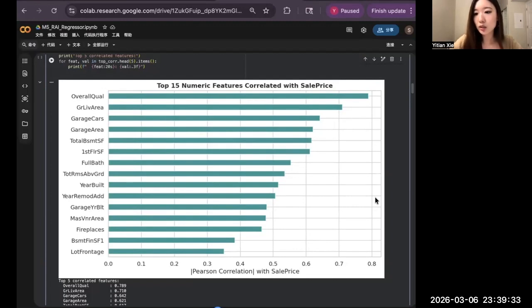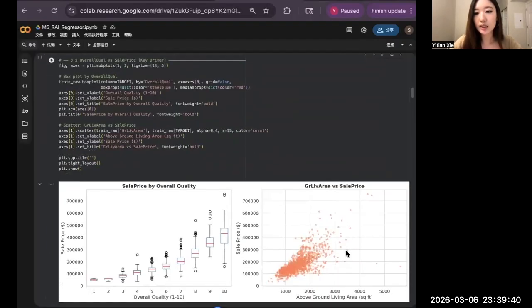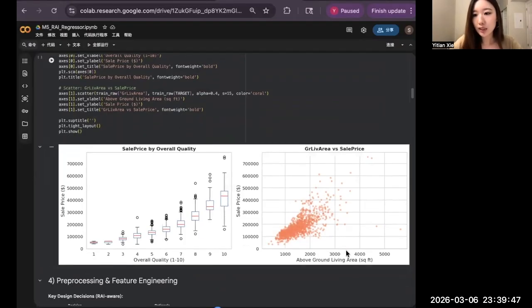This relationship is also visible in the sale price by overall quality plot, where higher quality ratings correspond to significantly higher prices. Similarly, the GrLivArea and sale price scatter plot shows a clear positive relationship between living area and housing price. These findings provide intuition for the feature importance results later observed in the explainability analysis.